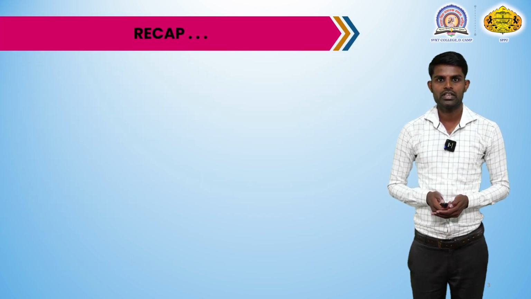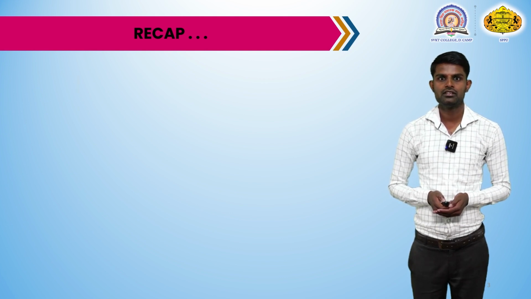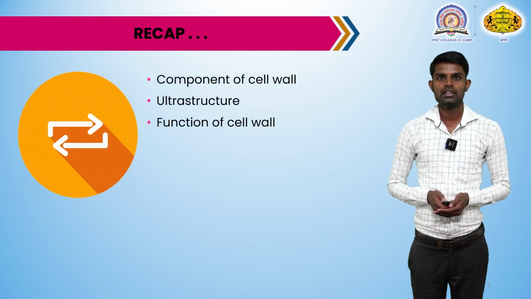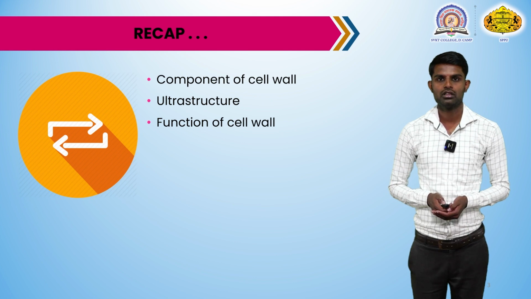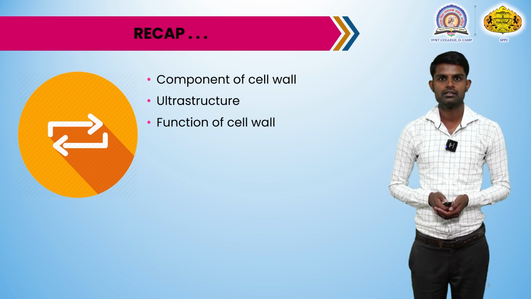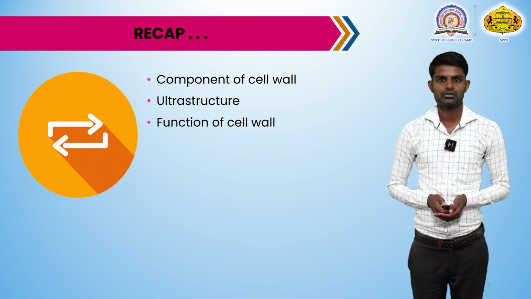Before we start today's lecture, let us review the previous session, that is a recap. In the previous lecture, we discussed the components of the cell wall. There are four main components of the cell wall: the middle lamella, primary cell wall, secondary cell wall and tertiary cell wall. We also studied in detail the ultrastructure of the cell wall, which can be seen only under the electron microscope.